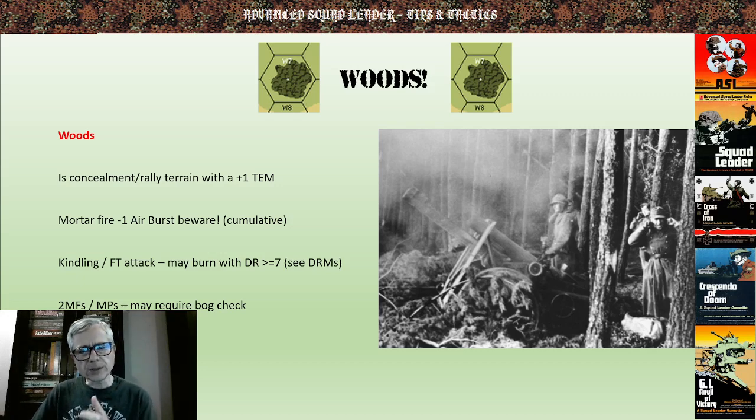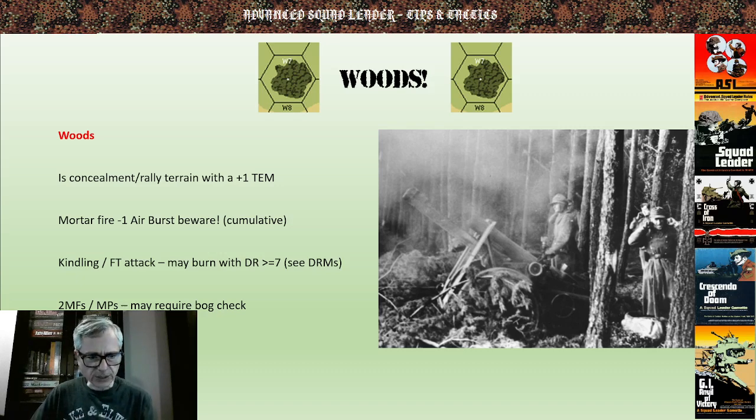Now, the other key important element in woods is that when you're moving a vehicle through a woods road hex, changing the vehicular covered arc costs 2 movement points as opposed to 1. Okay. The other important element with woods roads, for example, is that the -1 air burst comes into effect regardless of whether your opponent has used the road or the woods hex. And that's in the rule book.